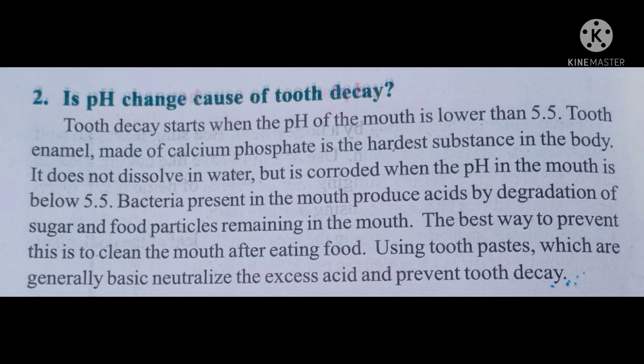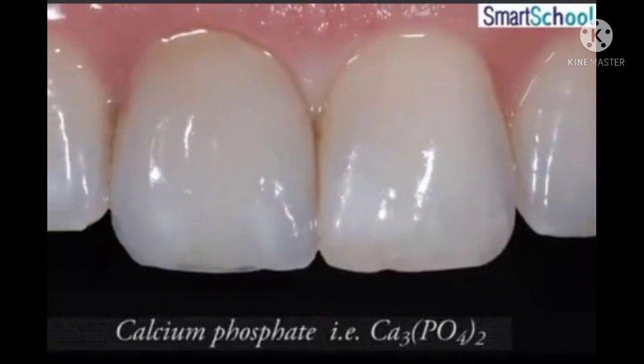Second one, tooth decay. Tooth enamel is made of calcium phosphate. It is the hardest substance in the body. It is a most important point, so my dear students, write it down. It does not dissolve in water, but it is corroded when the pH in the mouth falls below 5.5. So tooth decay starts when the pH of the mouth is lower than 5.5.